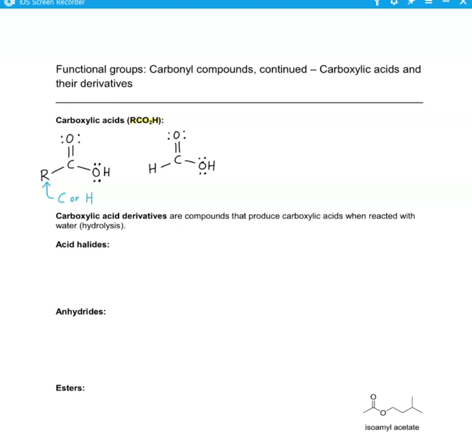So in a carboxylic acid, one of the attachments to the carbonyl carbon is a hydroxyl group. The other is going to be carbon or hydrogen. So if you have a hydroxyl group and a hydrogen, like in this structure, that's the simplest carboxylic acid you can imagine. This is called formic acid. So this is one of the components that makes an ant bite sting. So when they sting you and it hurts, it's because they're injecting formic acid into you, among other things.